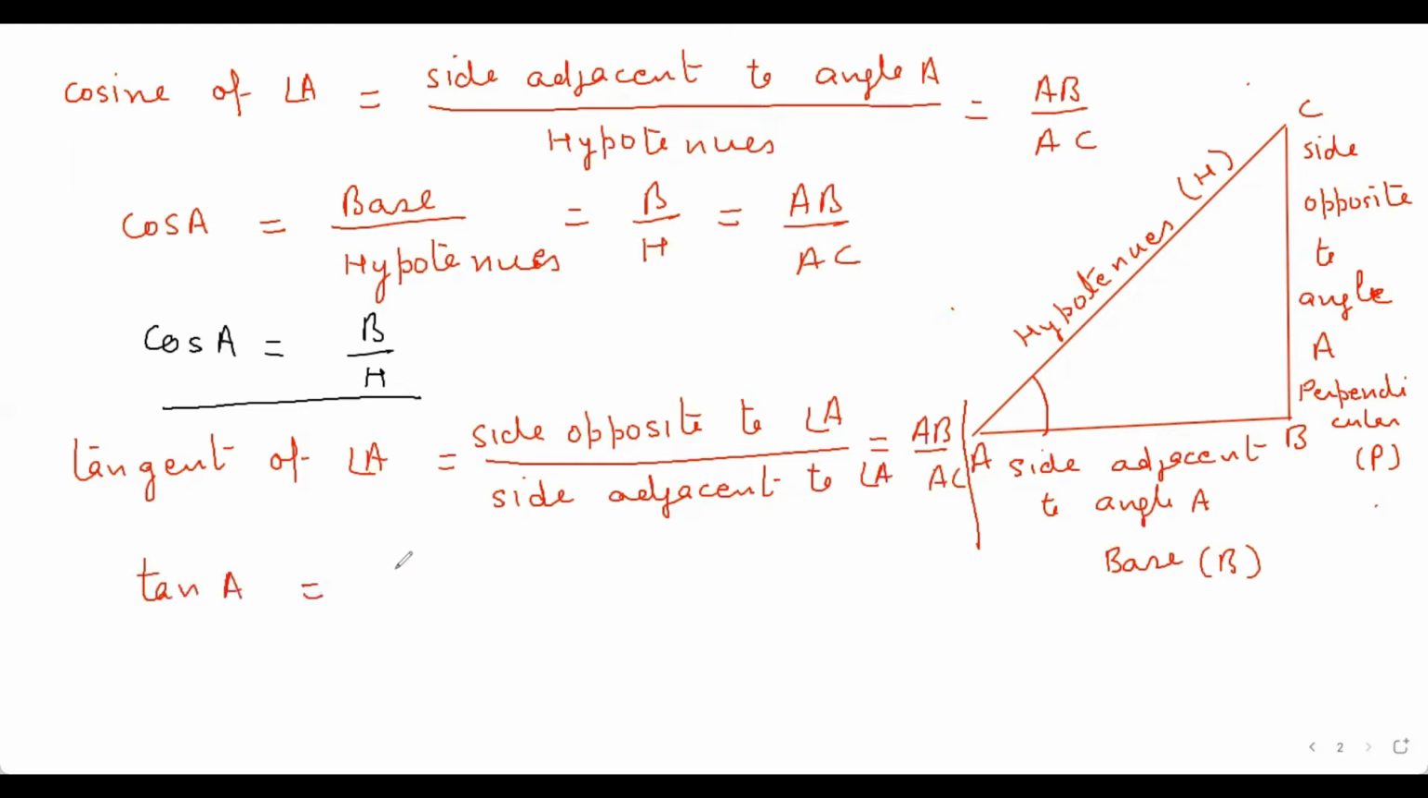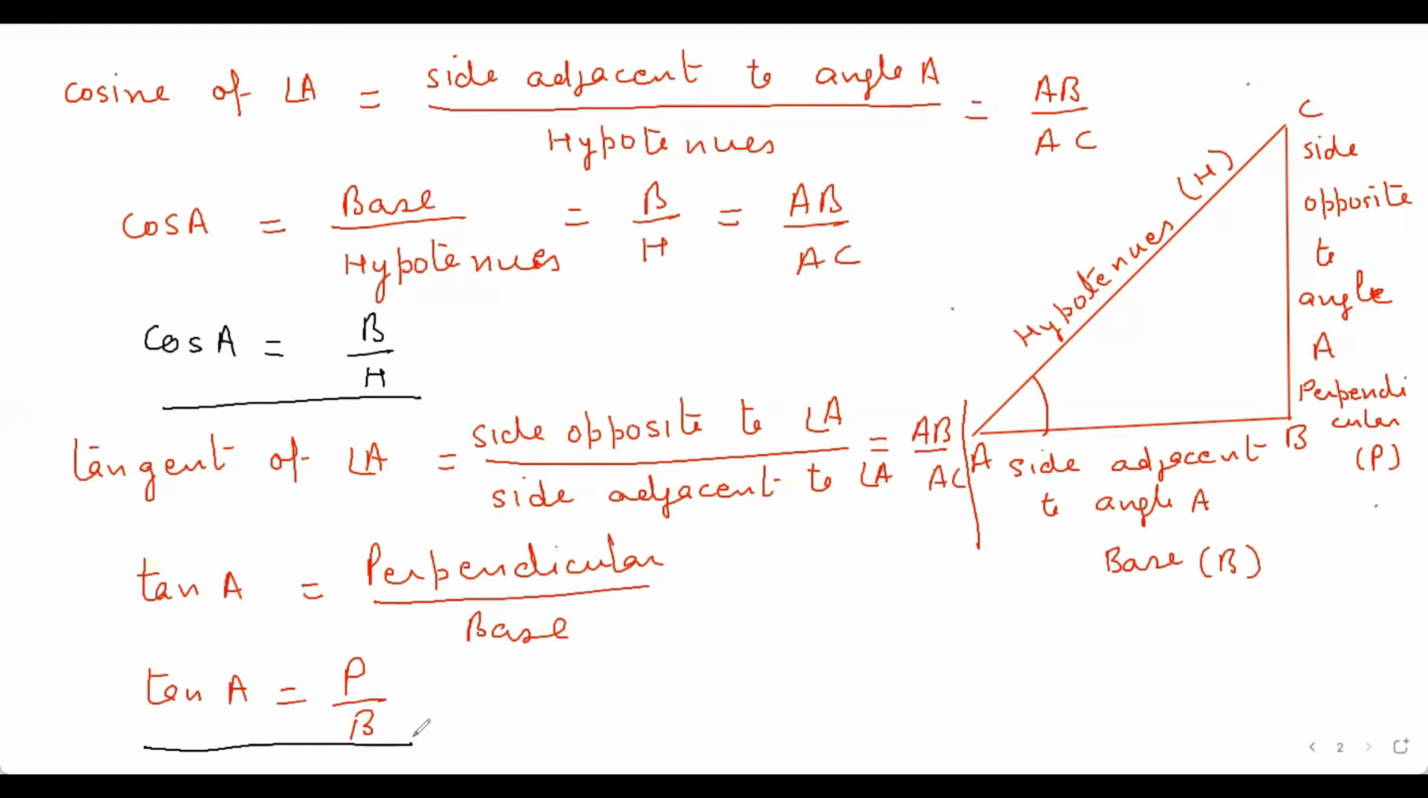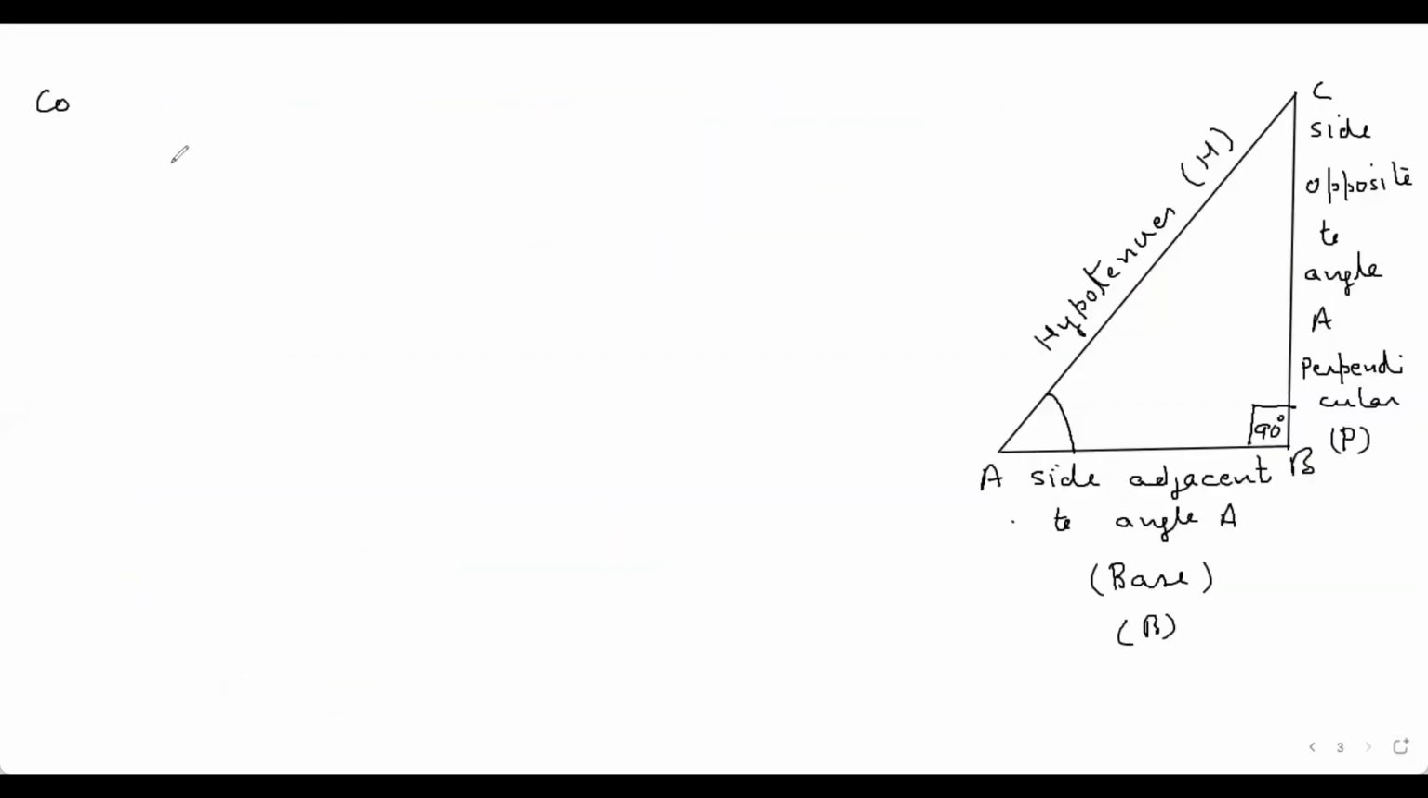Side opposite to angle A means perpendicular, upon base. That is tan A is equal to P by B. P means perpendicular, B means base. This is what we are going to learn. On next page, I am going to explain cosecant A, secant A, and cotangent A. I have made a right angle triangle here.